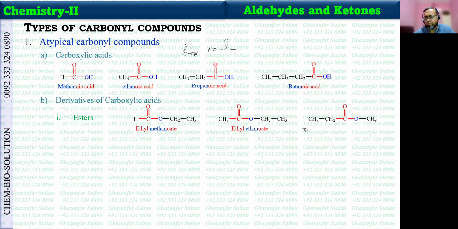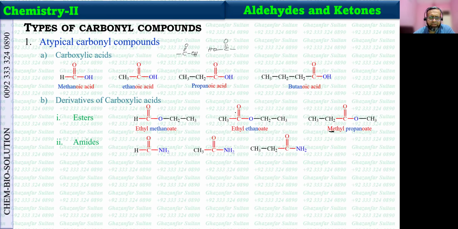And here, one, two, three carbon atoms are in the basic chain. So this is propanoic acid, but a methyl group is there. So methyl propanoate. Okay. Amide. In amide, what happens?